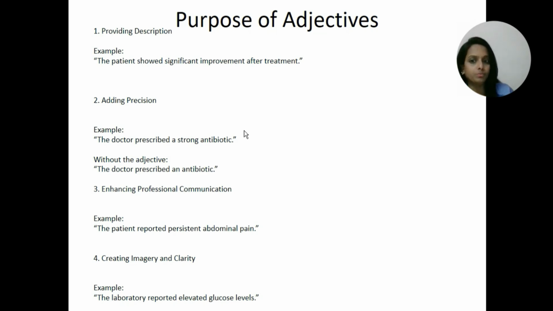So, especially when it comes to professional communication, adjectives help to convey specific information efficiently. Here is an example. The patient reported persistent abdominal pain. Here the adjective persistent indicates the duration. And creating imagery and clarity, which means it helps the listener or reader visualize situations more clearly. For example, the laboratory reported elevated glucose levels, which means the adjective elevated immediately indicates the abnormal results, isn't it? So that's the purpose of adjectives.